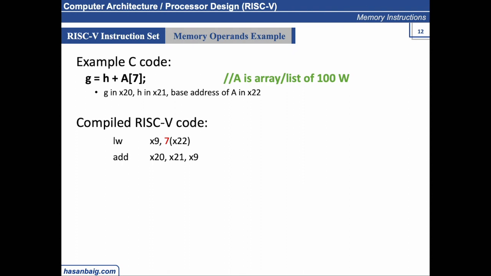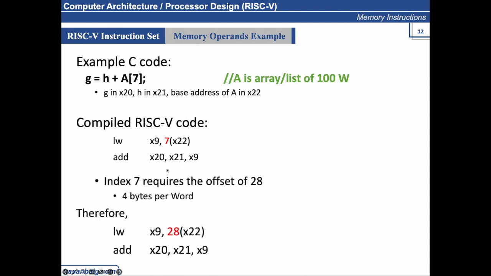So basically, both of you said the same thing. We have assumed that whatever value we are storing is represented in 32 bits. So the value should be 28, because A7 corresponds to the byte starting from byte 28. Remember, 4 bytes per word, so that is why we use this, because x22 corresponds to the base address of A.